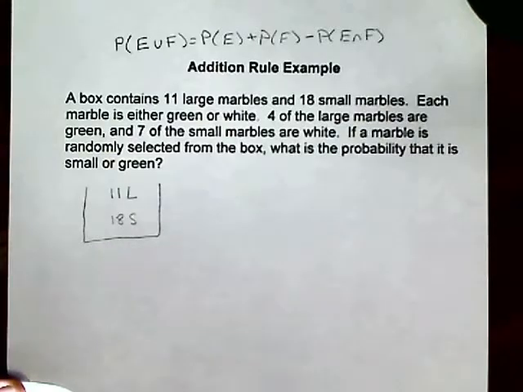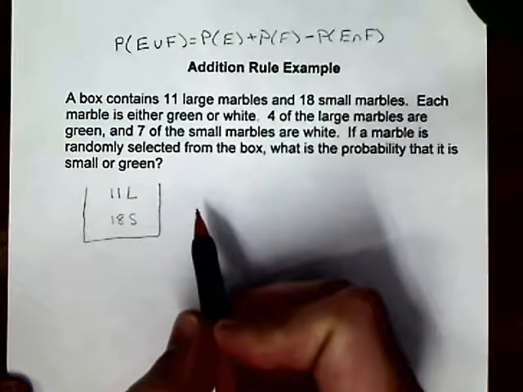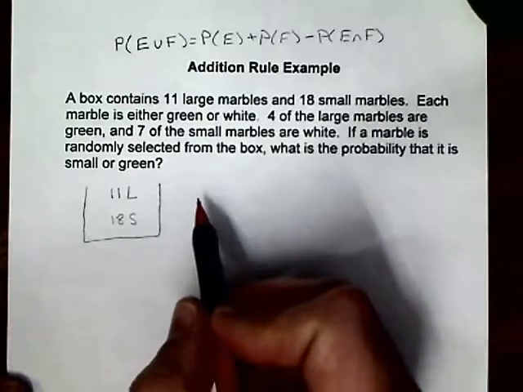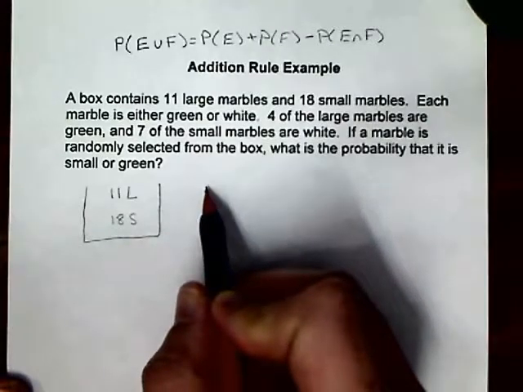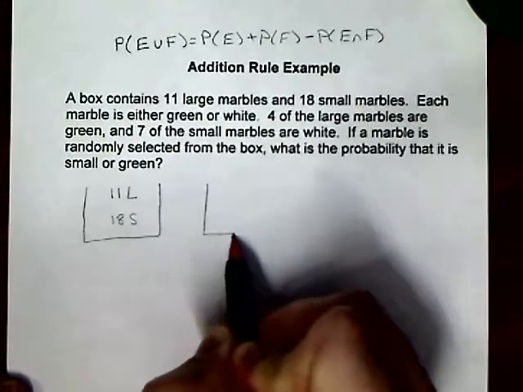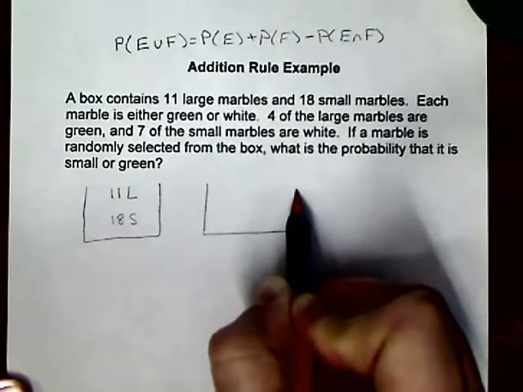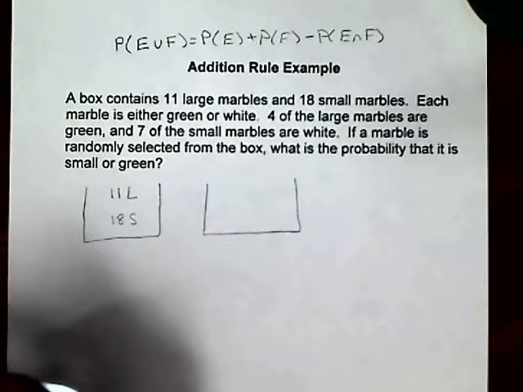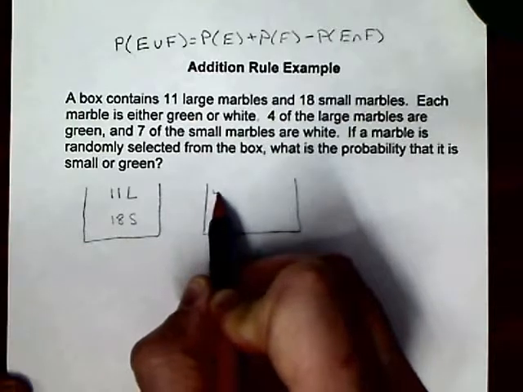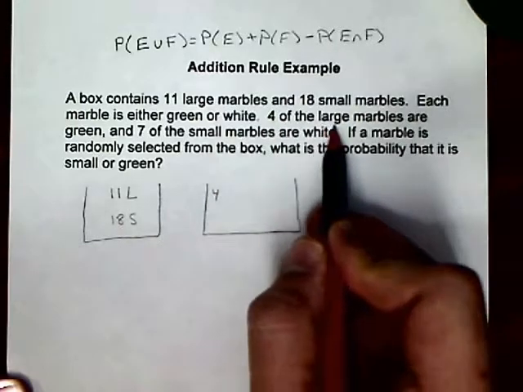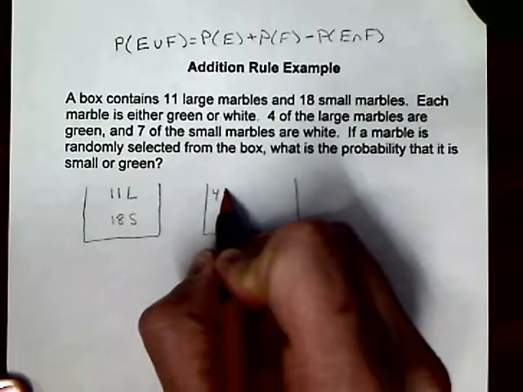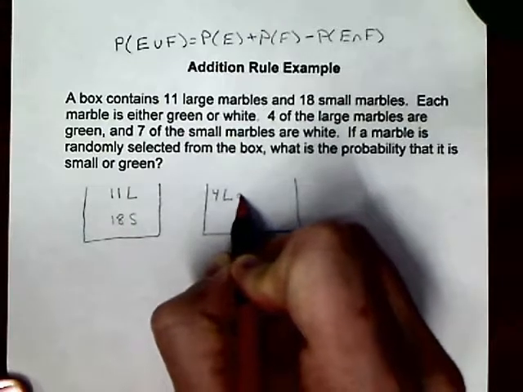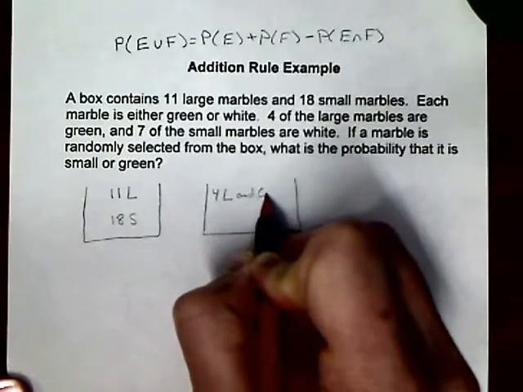And then they go on to say that each marble is either green or white. And further, they say that 4 of the large marbles are green and 7 of the small marbles are white. And so I want to incorporate that information. I'm going to re-represent this box of marbles by noticing this first statement that 4 of the large marbles are green. So I'm going to say that 4 are large and green.